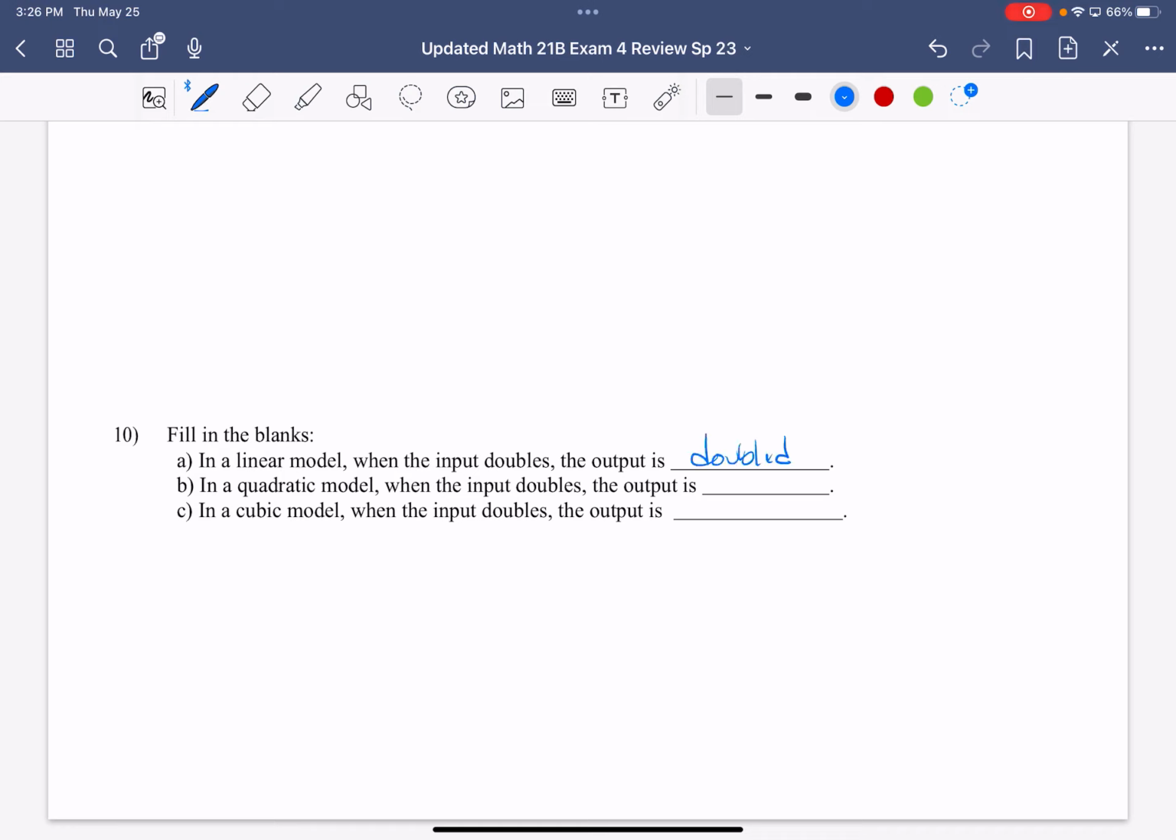In a quadratic, when the input is doubled, the output is, what was it? Isn't it 2, 4? Yeah, multiplied by 4. Multiplied by 4. And then lastly, in a cubic model, when the input doubles, the output is multiplied by 8. Yep, multiplied by 8.